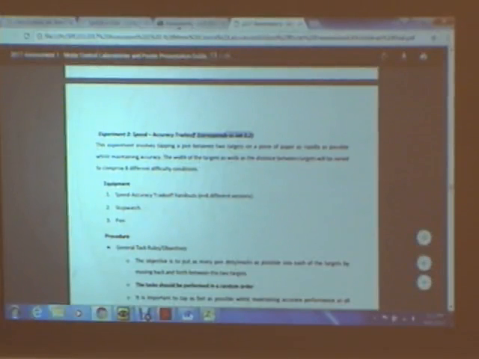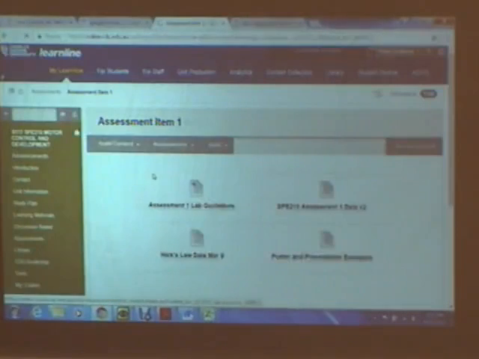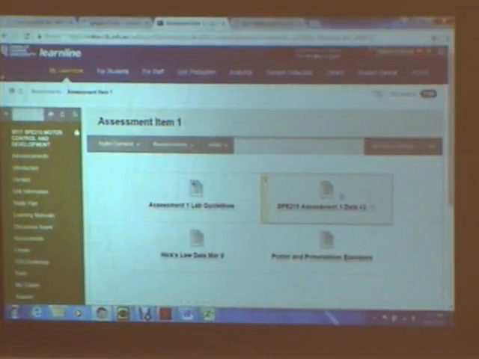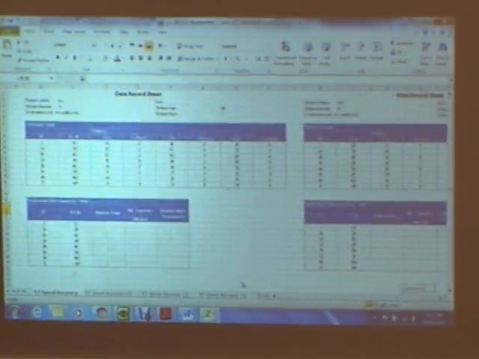So you want to do that. And then you also want to go into assessment 1 and download the raw data, SPE2 assessment 1 data V2, which I have here. Okay, so this experiment looked at, we had 11 people finish it with all their data.